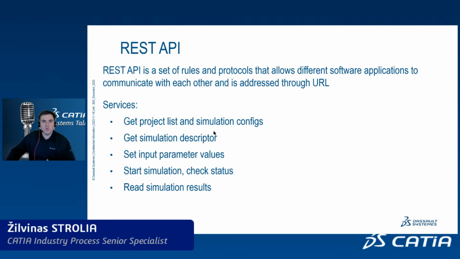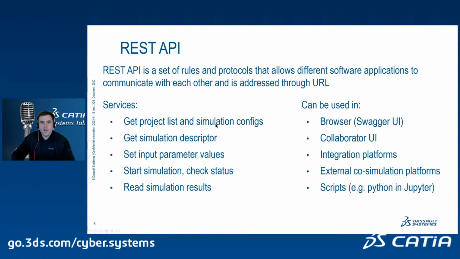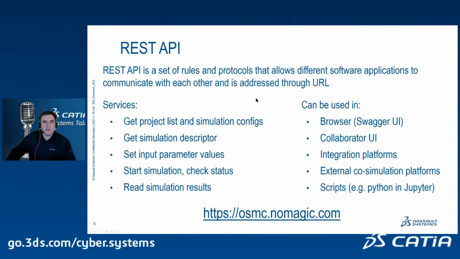These are the services which we provide, and they can be used in your internet browser, in the Cameo Collaborator user interface, in some integration platforms, in some external co-simulation platforms, and finally, by using scripts. And if you want to learn more about the REST APIs which we're providing, here is the link for you to visit, and you will be able to find there the REST APIs, or the services, which we provide. So this is REST API.